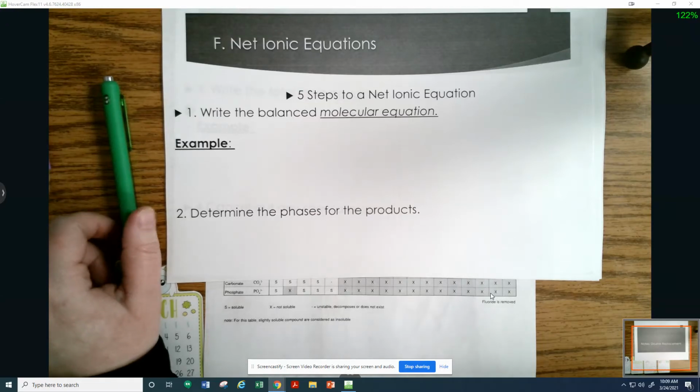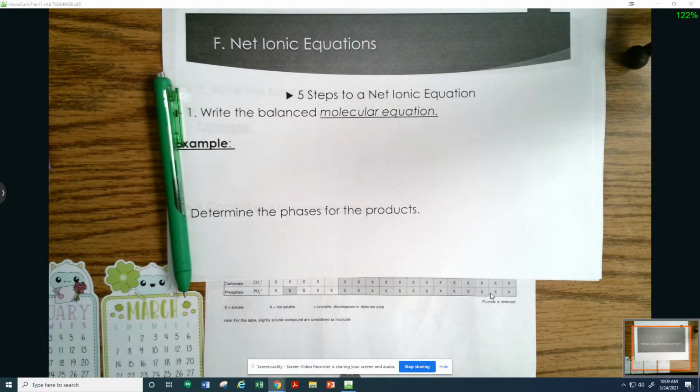All right, welcome back. We're going to finish up topic 8.6. This topic, again, we have covered so far how to predict the products, balance the equation, and determine the solubility of a double replacement reaction. We're going to continue working towards what's called a net ionic equation, which builds off of what we've accomplished so far.